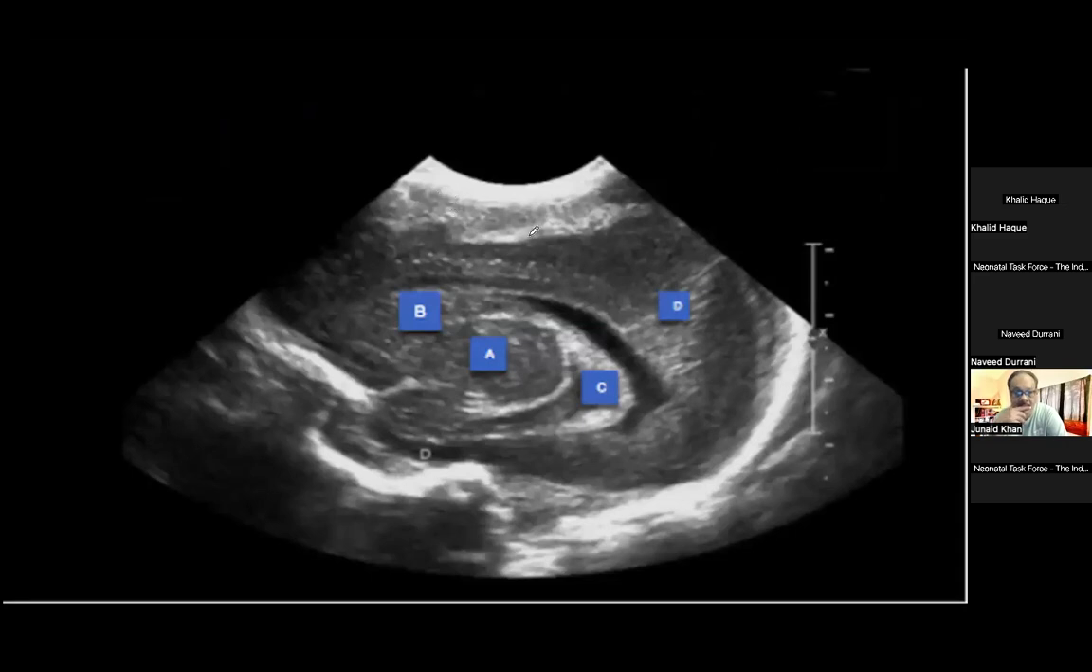So again, this question, what is represented by A, B, C, and D? It's also very simple now that you have seen the anatomy. So A is the thalamus, B is the caudate nucleus, C is the choroid plexus, and D is the parietal periventricular area, to look for the PVL. And these are the sagittal views.